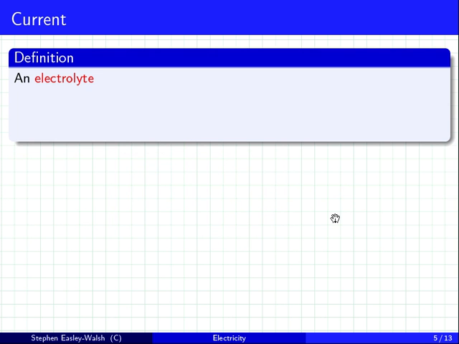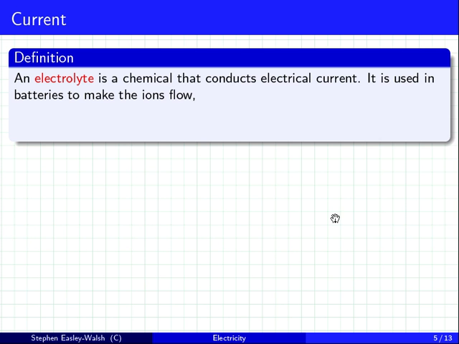So, does anybody know what an electrolyte is in a chemistry context? What do you think it is, Rodman? The source of the total. Yeah, close. An electrolyte is a chemical that conducts electrical current. It's used in batteries, like you said, Marwan, to make ions flow, producing a current.